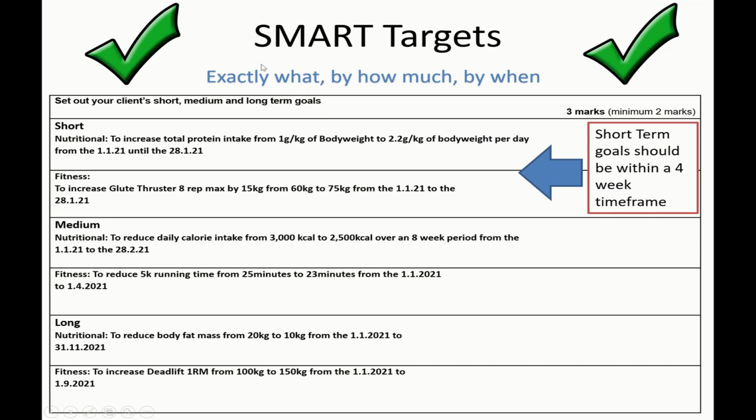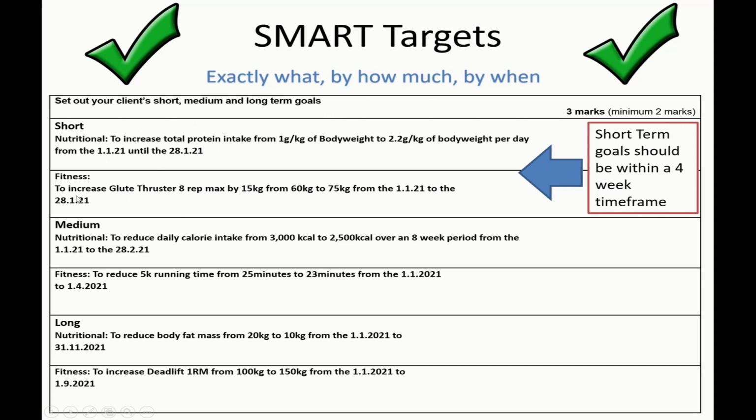We've said exactly what we're going to do by increasing total protein. We've said by how much. And then also we've said that we're going to do this by a particular time period, which we've said here is from the 1st of the 1st, 2021 up until the 28th of the 1st, 2021. So this particular short-term target meets all of those demands by exactly what, by how much, and by when, and is within that 4-week time frame.